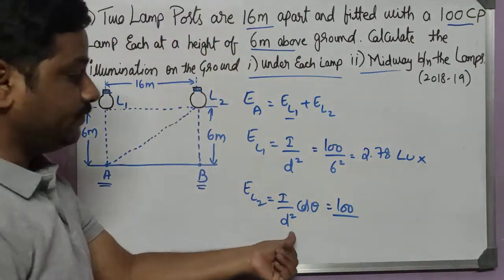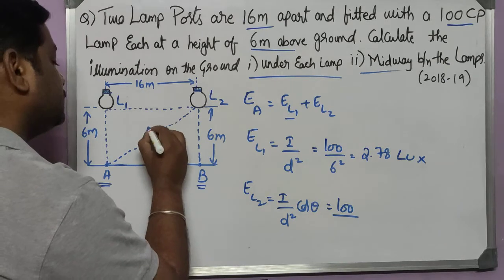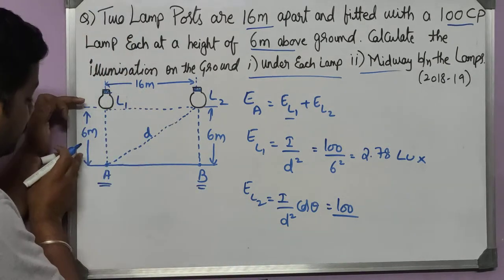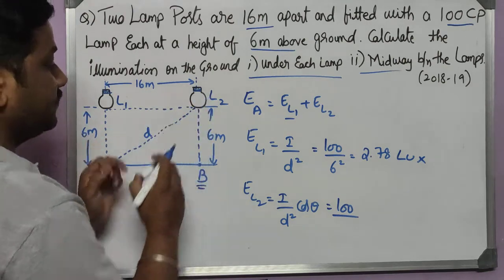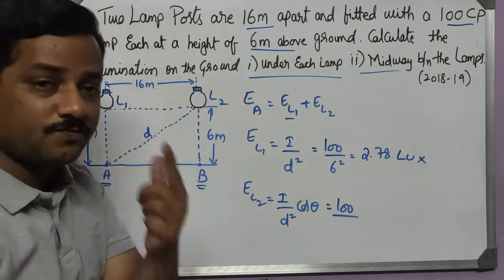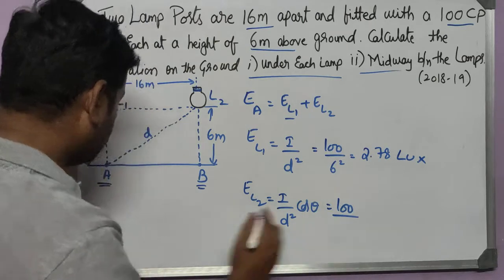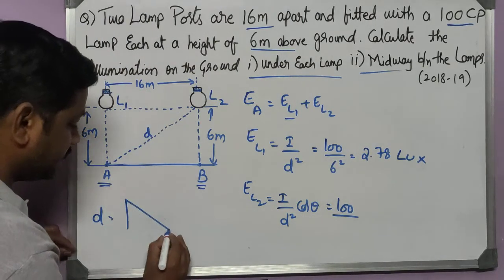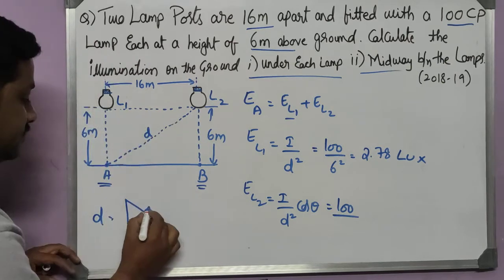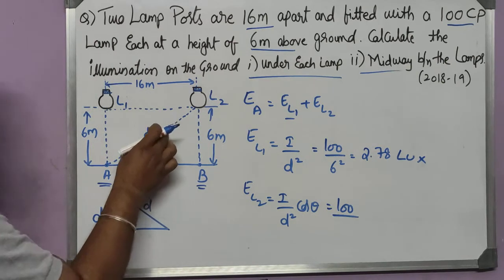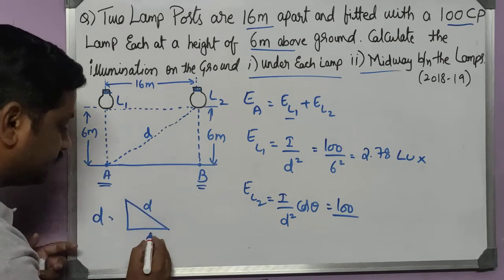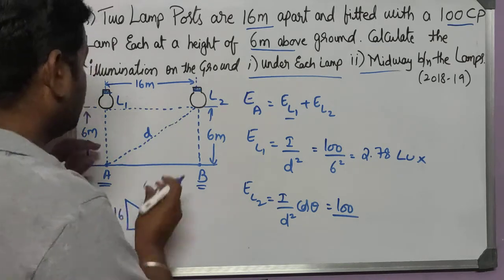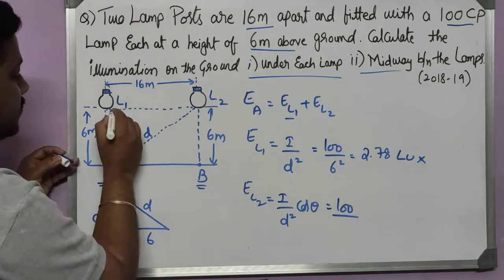What about this D, the distance? Let me name this as D. That D we don't know, because we know this information and we have this information, but we don't know D. You have to find it. So let's find D now. To find D, I use this triangle. The triangle is something like this, a right angle triangle. This is D, this is 6 meter, and this is 16 meter. So I am taking this right angle triangle.